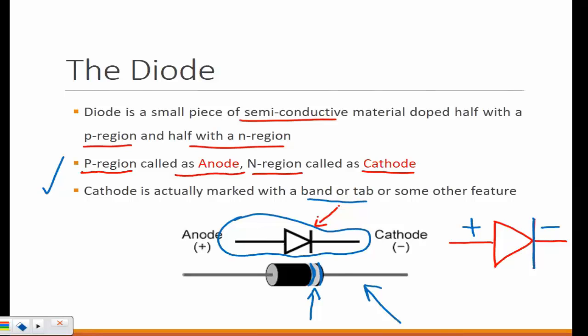And this is how one type of diode looks visually. So whenever you see a silver color mark or black color mark, that indicates the cathode.